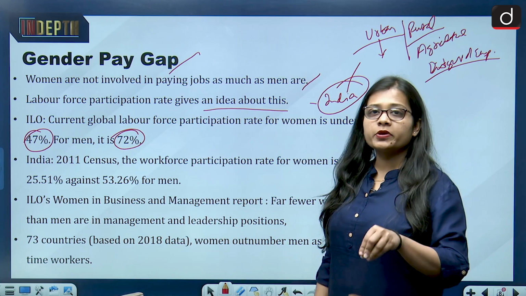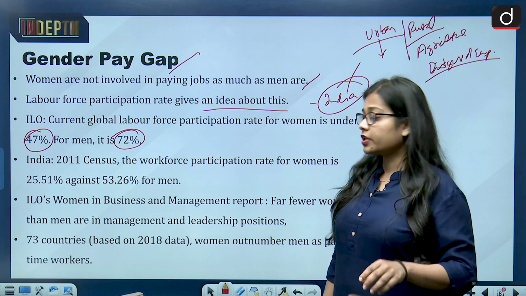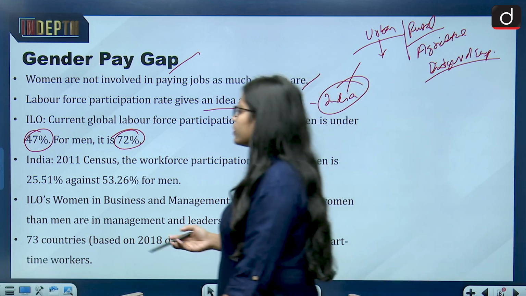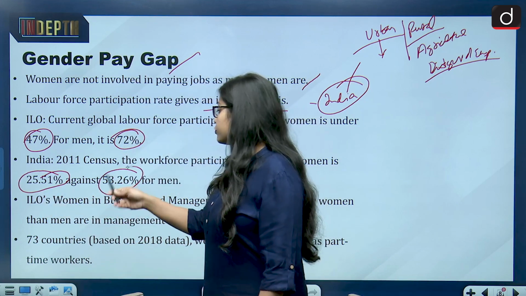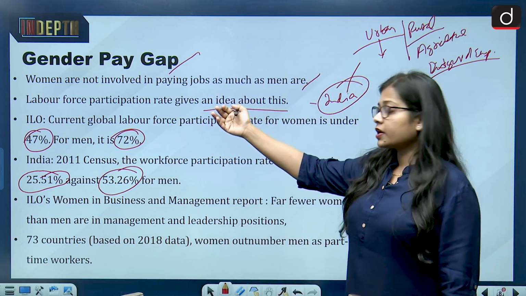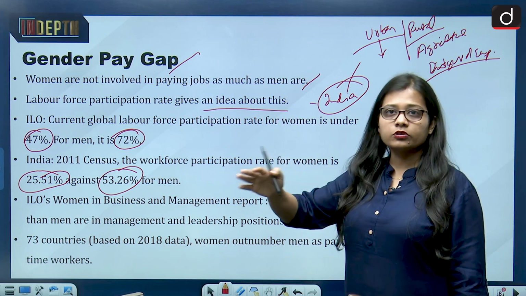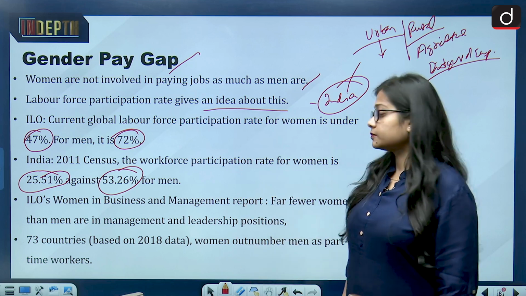If we talk about India's perspective and going by the official data, that is the 2011 census, the workforce participation rate for women is 25.51% and for male is 53.26%. Now for male it has increased way higher, and for females it has not increased much because it is still running in the same bracket.